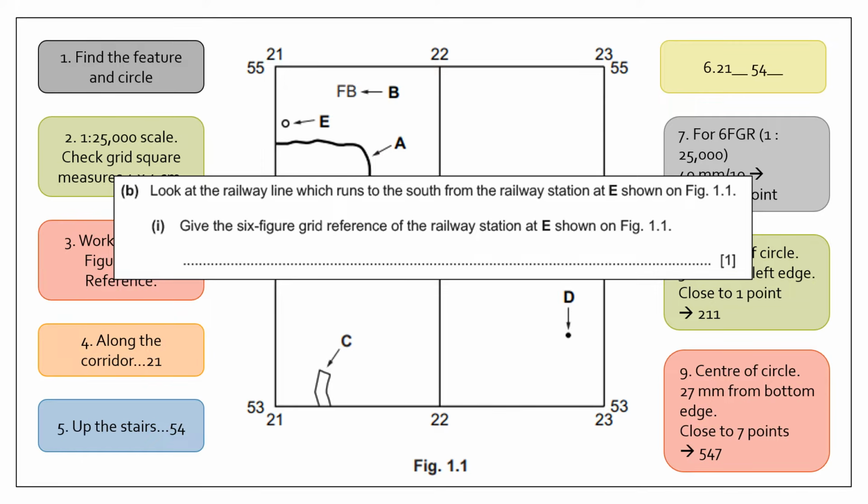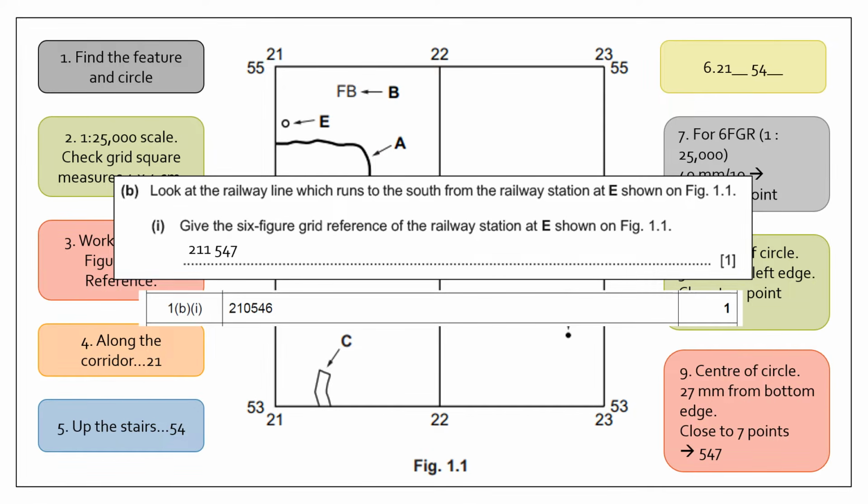Now, when I do this, I write the answer 211547. The mark scheme gives me 210546. And this is one of the rare occasions where teachers are able to appeal the mark scheme. I do not think that it's 0, because it should be on the line. And if you look at it and you break it down, a 6 or a 7 in the center of the circle. So I think the exam board have made a mistake here.